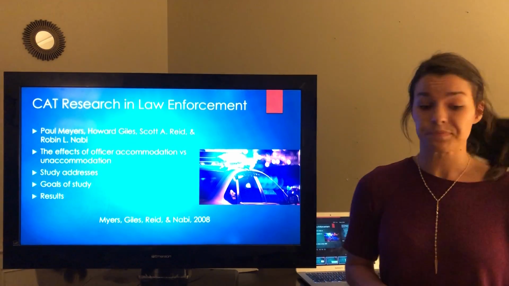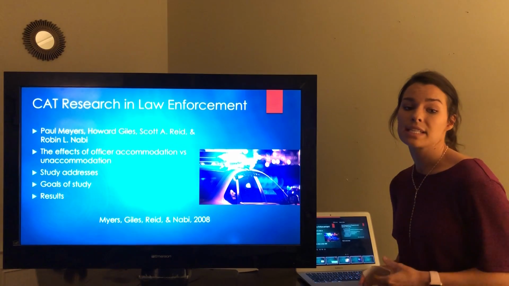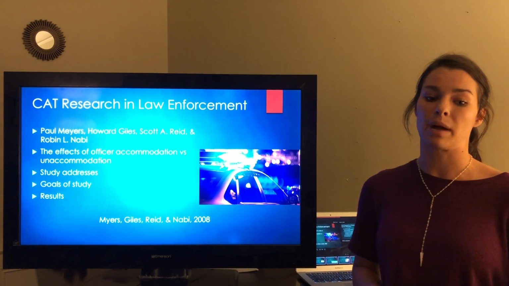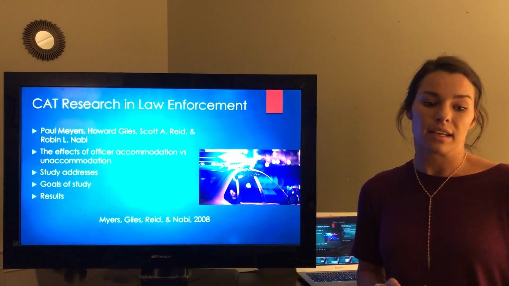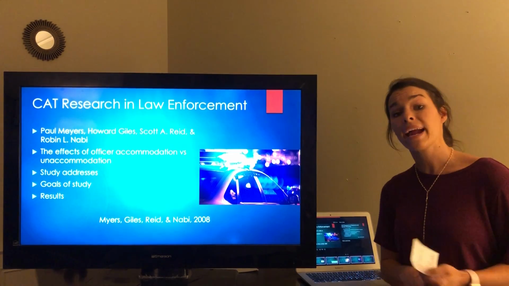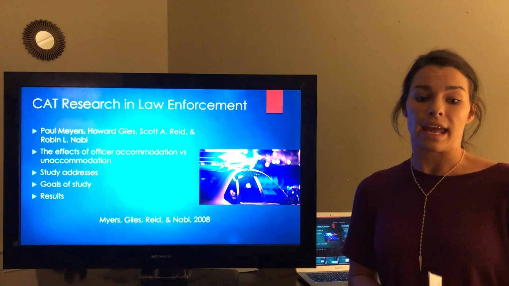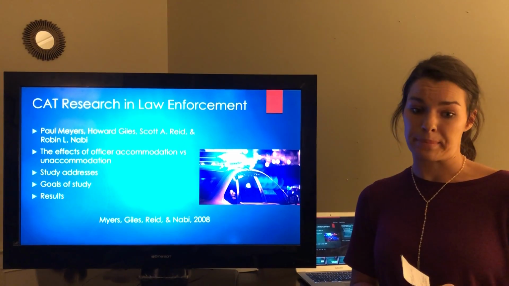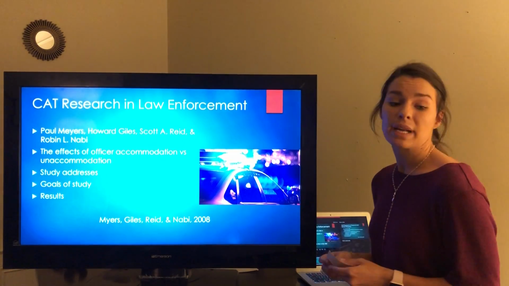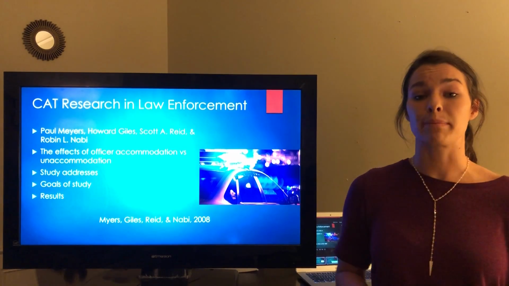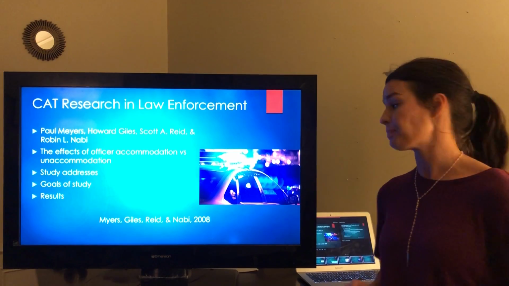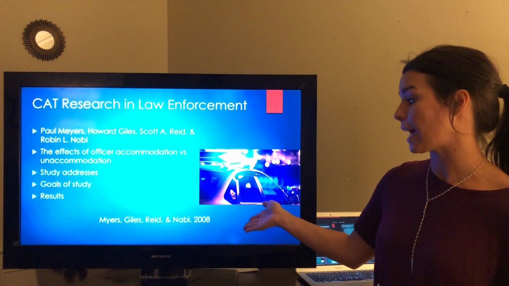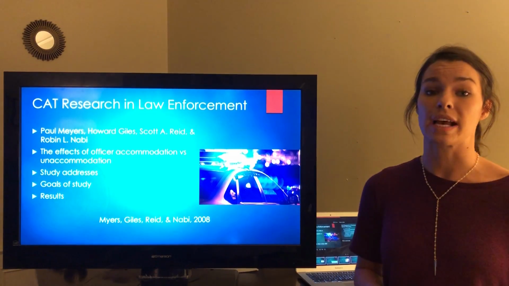The results showed no evidence of violation severity moderating officer accommodation, and violation severity was impacted by cognitive and affective outcomes. Accommodation positively impacts perceived competence and perceived social attractiveness. This was Myers, Giles, Reed, and Nabi, 2008.